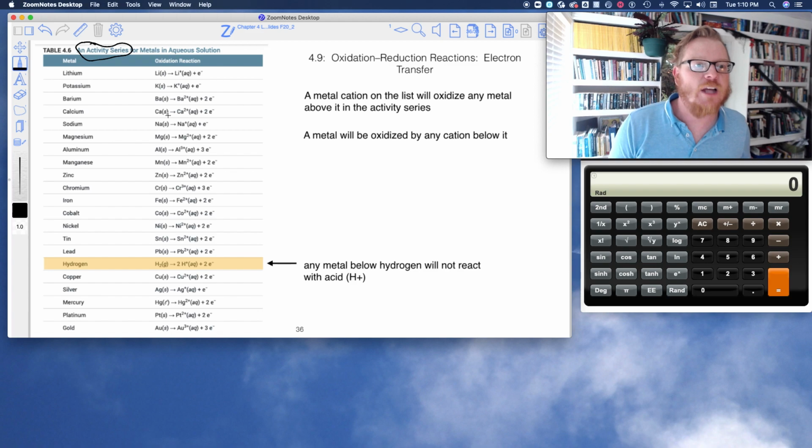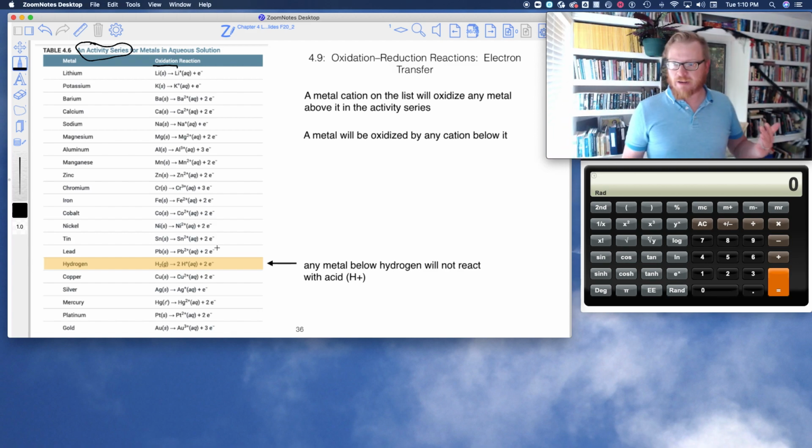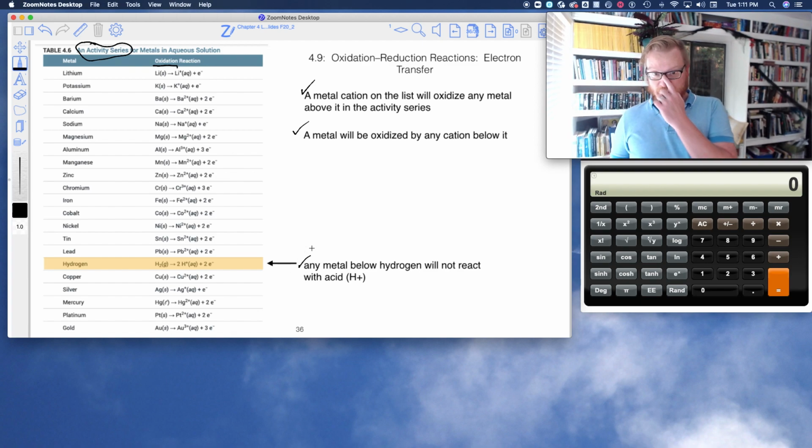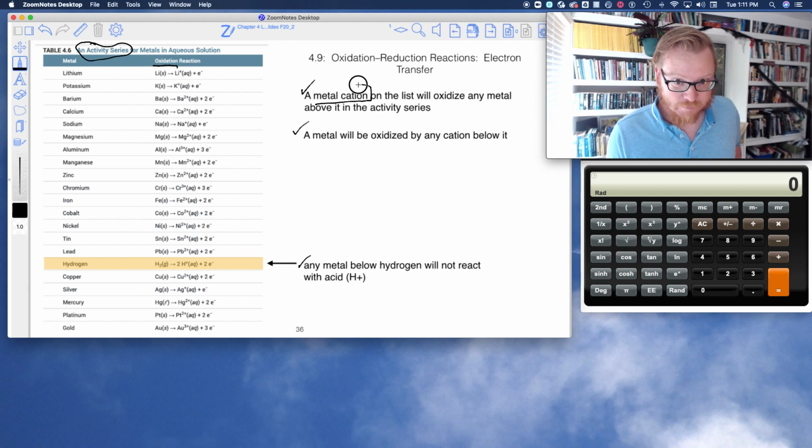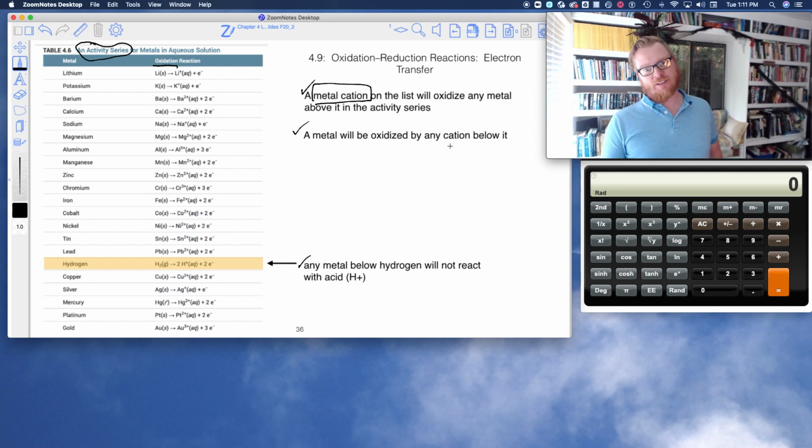First, I want you to note all of these reactions are written as oxidations. They're all written with electrons as products, so electrons are being lost. OIL RIG, oxidation is loss. Now there are three points to keep in mind from this. A metal cation, I'm going to box that, on the list will oxidize any metal above it in the activity series.